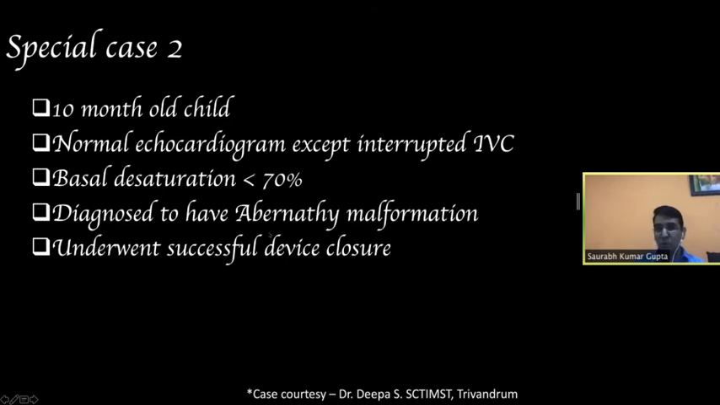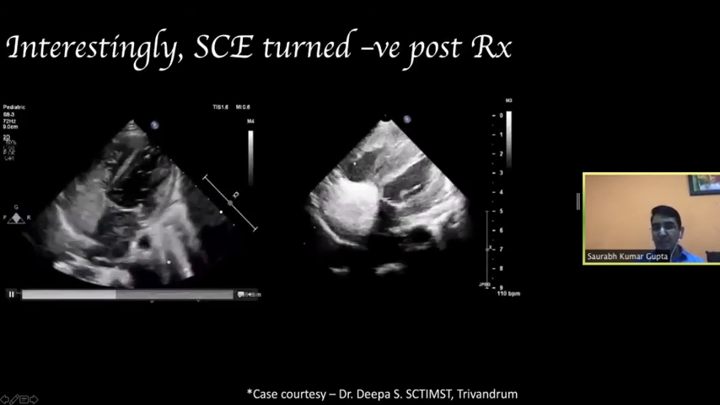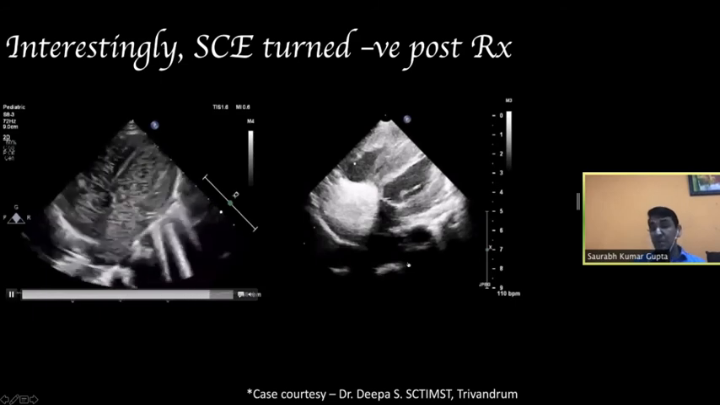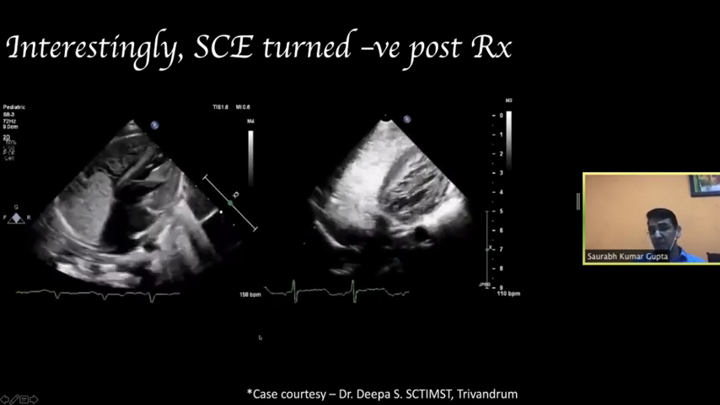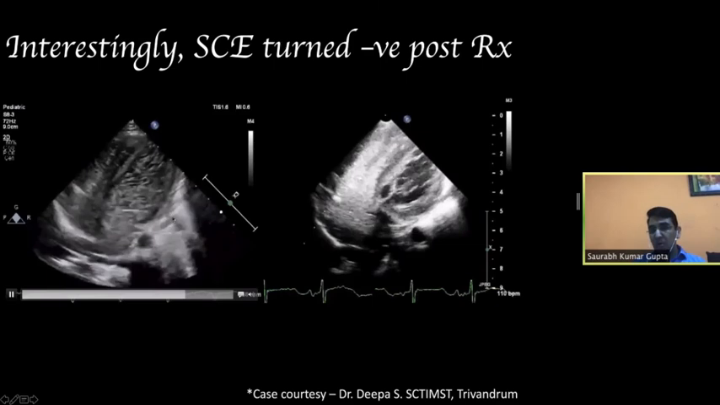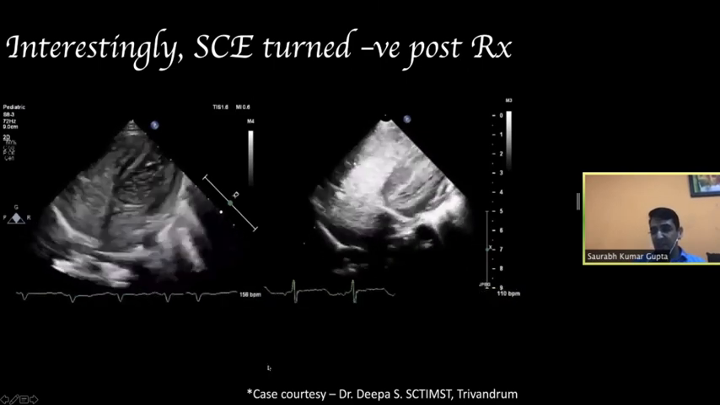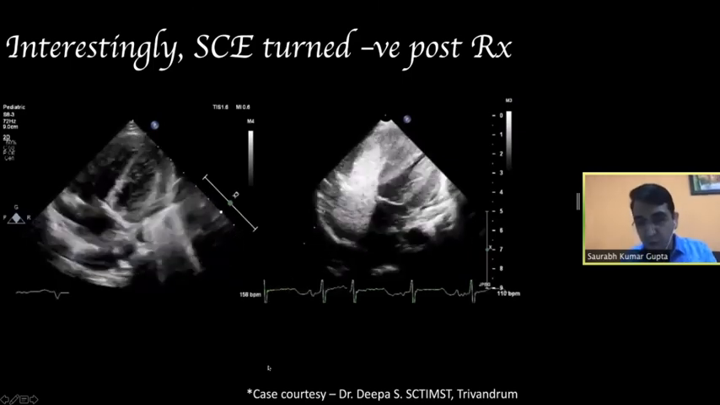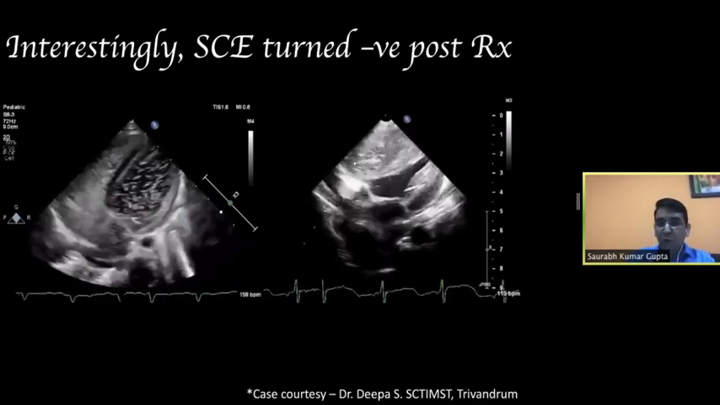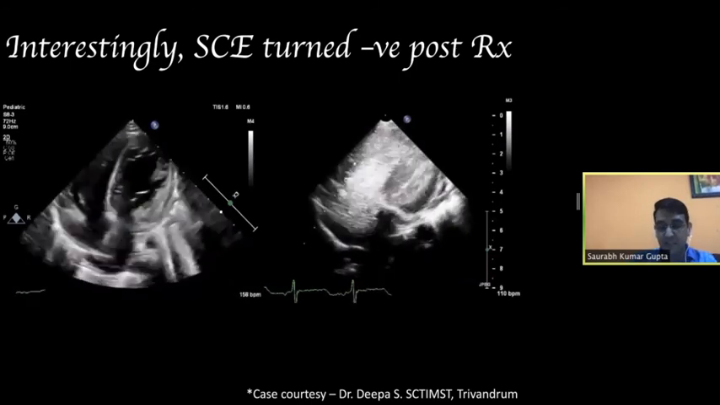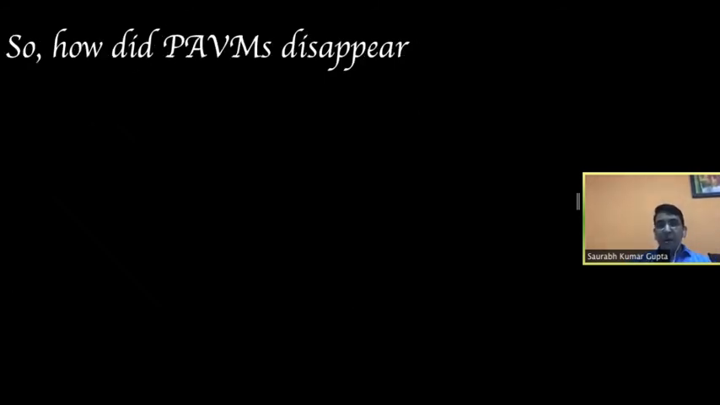This patient was also diagnosed to have Abernethy malformation, and they successfully closed the malformation with a device. And see what happened. This is pre-device closure, and this is a month after device closure. The saline contrast echo turned negative after the test. This is very interesting. So this is a treatable cause of diffuse pulmonary AV malformation, beautifully described and represented in these images. So how did PAVMs disappear?